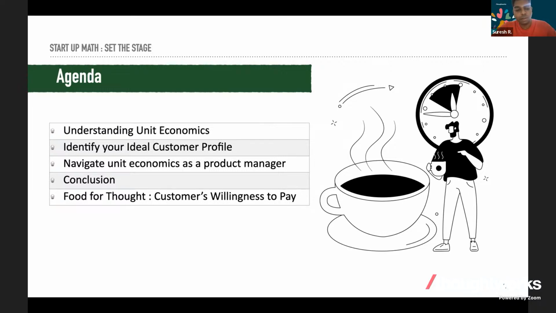Fourth would be a quick conclusion, a summary of what we saw. I also would like to open an additional topic, which is more of an extension to unit economics itself: how do you position your product? How do you ensure that your product has a high willingness to pay among your customers? I'll quickly touch upon that topic, and would definitely be happy to discuss it with you beyond the session.